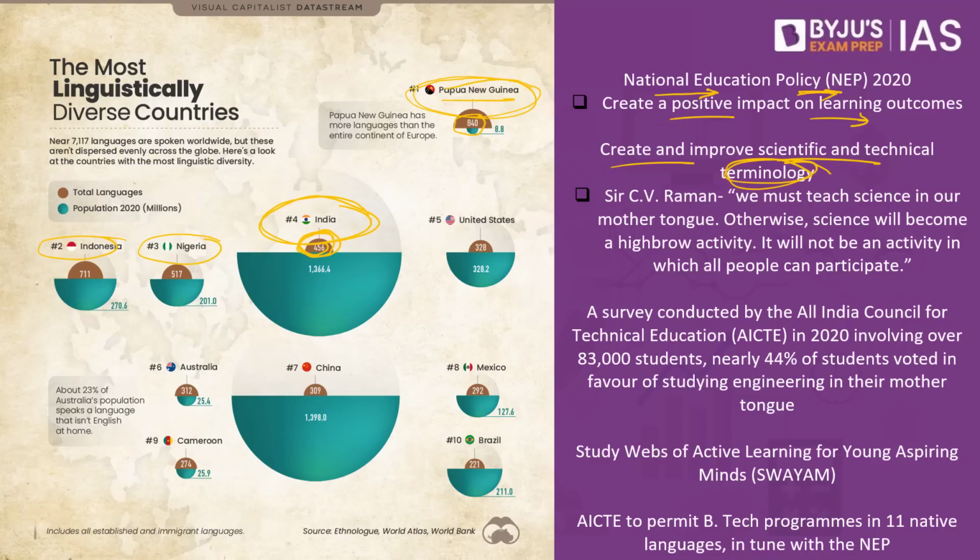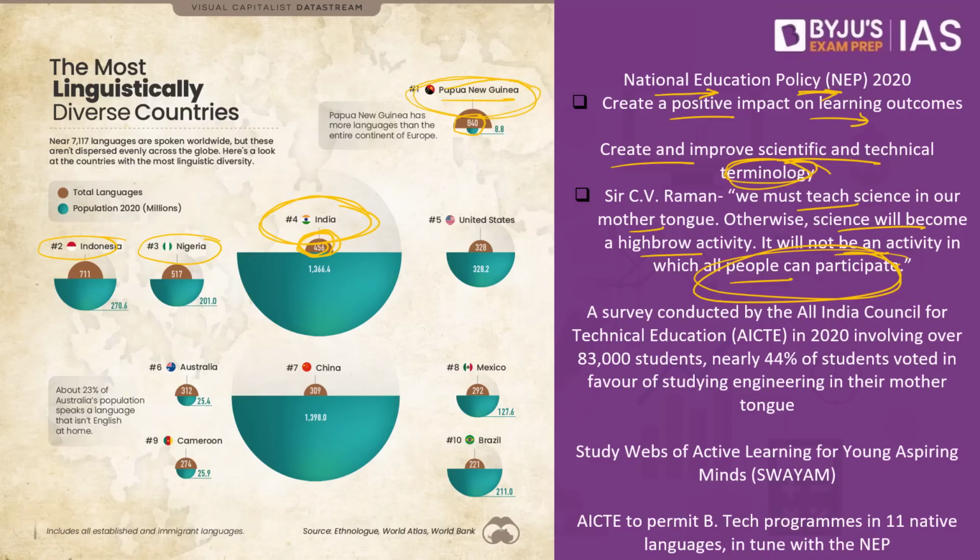In fact, we've also had Sir C.V. Raman, who once said we must teach science in our mother tongue, otherwise science will become a highbrow activity. It will not be an activity in which all people would want to participate. So the major challenge that we have is that we do not have the terminology. These terminologies will have to be converted into native language, and then there will be much better reception, says the author.